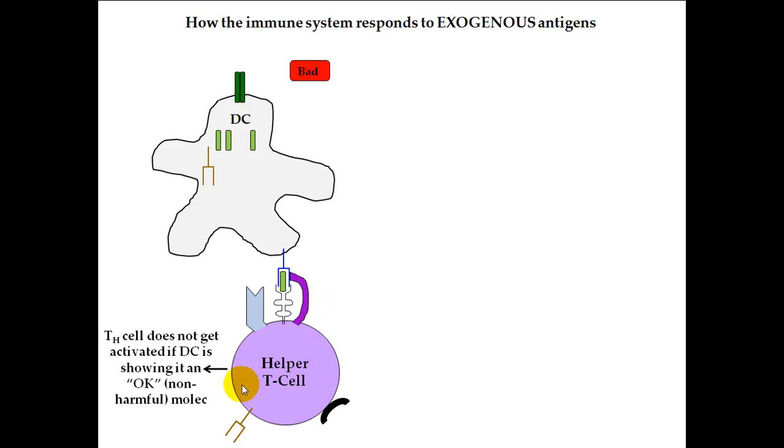Right. So in words, whenever this occurs, that helper T cell does not get activated if the dendritic cell is showing it an OK, in other words, a non-harmful molecule, one that you would normally find on our cells. And so you see on this drawing of a helper T cell, there's this blue molecule that we haven't shown you before. We'll just mention now that it's called a receptor for a co-stimulatory molecule, and we'll see what role it plays in a minute. But the point we're trying to get across here is that if a dendritic cell is showing off something that is not harmful to a helper T cell, that helper T cell should know better not to mount an immune response against it.